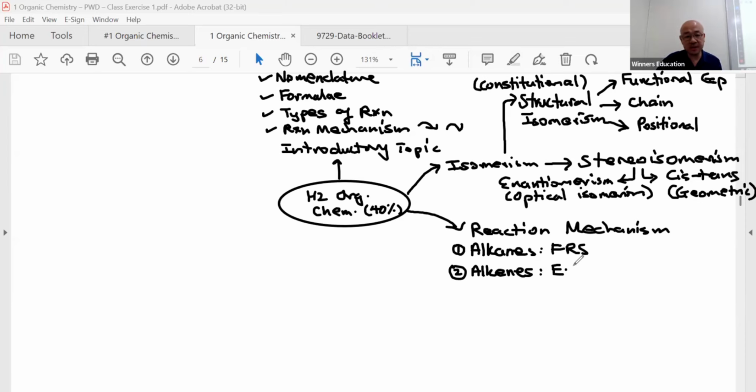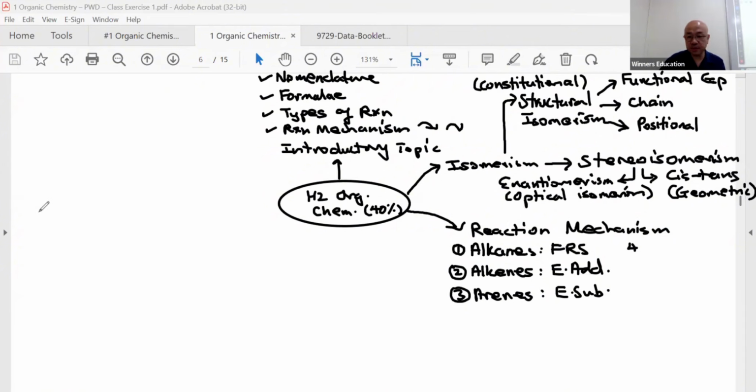Alkenes, electrophilic addition. Then you have the third one, which is your arenes, down the list. And we learn it in this sequence: electrophilic substitution. And then you have the fourth one, reaction mechanism.